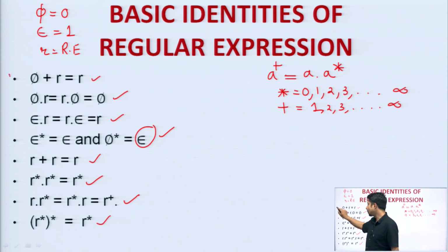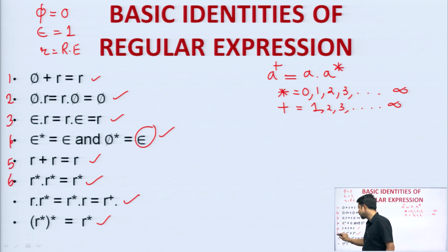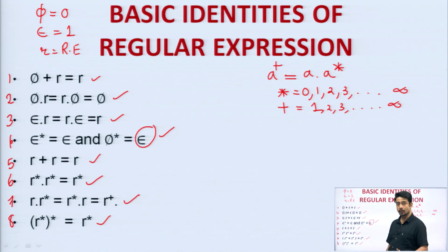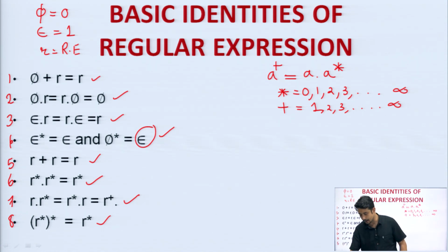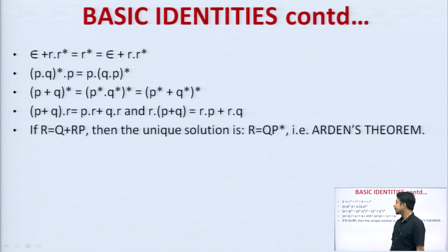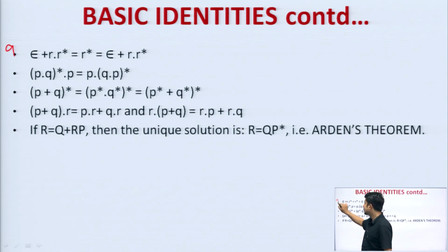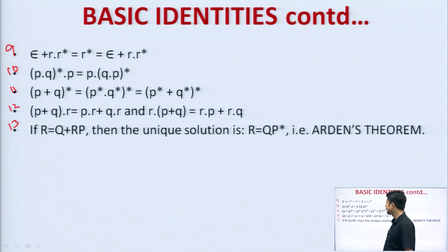Okay. So, total how many? 1, 2, 3, 4, 5, 6, 7, 8. 8 basic identities we are having. No, we are having more basic identities. Let me check in the next slide. The next slide says this is 9th, 10th, 11th, 12th and 13th. Total 13 basic identities you need to memorize or need to understand. If you have understood phi equals 0, epsilon equals 1, then some or the other you will be able to relate this concept.